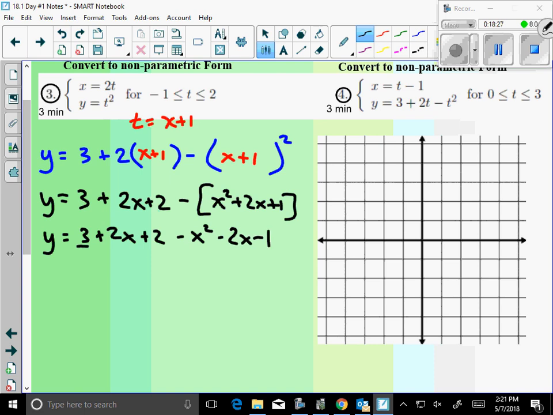And I'm going to combine some like terms. I see my constants. That looks like a 4 to me. Looks like I got something that's going to cancel. Positive 2x and negative 2x, they'll go away. And then I get a negative x squared plus 4. So this parametric equation represents that quadratic right there.